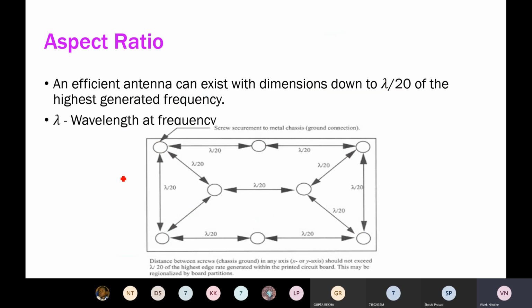Okay. Aspect ratio. So an efficient antenna can exist with dimension down to lambda by 20. If its length is more than lambda by 20, then it will act as an antenna, where lambda is the wavelength of the operating frequency. So let us say operating wavelength. Okay, if it is more than lambda by 20, then it is going to act as an antenna. So what we do, we put screws to the metal chassis, and the distance between the screws is not more than lambda by 20. You can have less distance but not more than lambda by 20. So this is going to reduce your RF coupling.